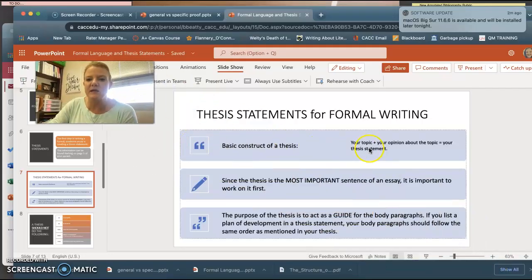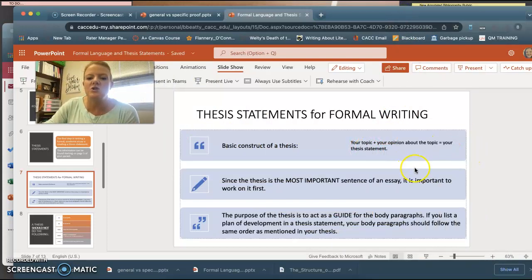But anyway, thesis statements in formal writing. Your thesis statement has a basic format, right? It should be your topic, and then your opinion on that topic, and that creates your thesis statement. Now, I know I said your opinion, but that does not mean that you should say, "in my opinion." I know it's your opinion because you wrote it on the paper. You don't need to say, "in my opinion." "My" is a first-person pronoun, and remember, we don't use first-person pronouns in formal writing.